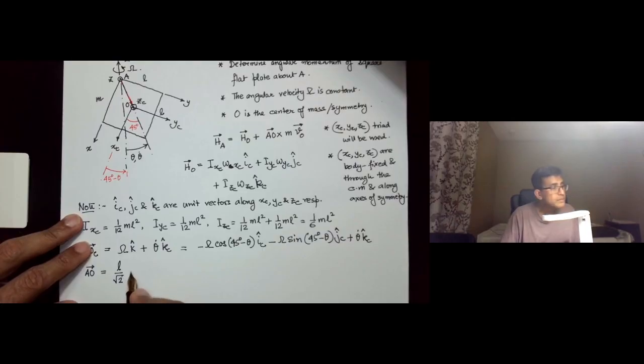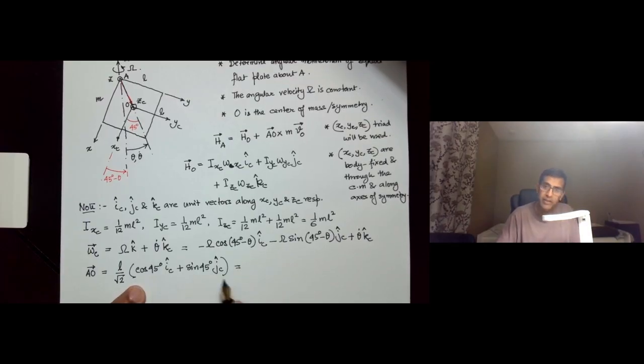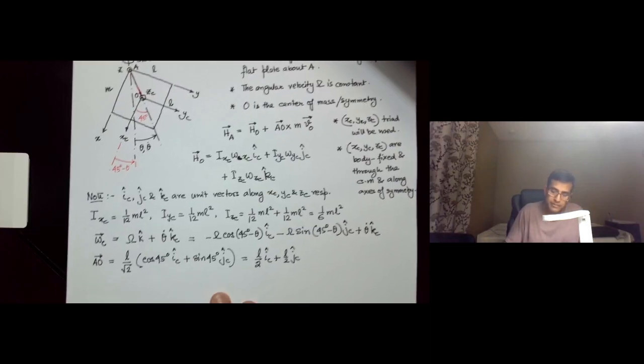and it makes cosine 45 degrees with the xc axis, and sine of 45 degrees with the yc axis. So since sine of 45 and cosine of 45 are 1 over square root 2, then you have L over 2 IC plus L over 2 JC. All right.